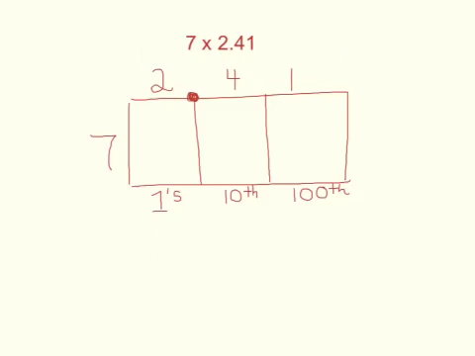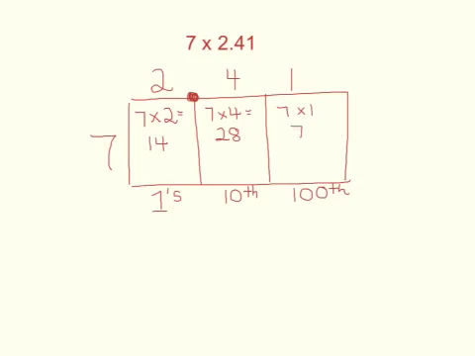So in our first example, we have 7 times 2 and 41/100ths. I set it up as the area model, which also looks like a place value chart. In the ones place, I have 7 times 2 is 14. In the tenths place, I have 7 times 4 is 28. And in the hundredths place, I have 7 times 1 is 7. So we have our multiplication done.